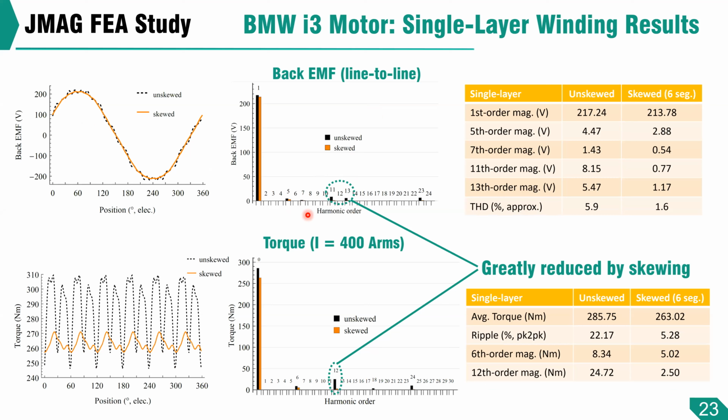What we need to say here is that this motor design at this working point happens to have very small 5th and 7th, but that's not the case for every motor and every working point. So we still want to find a way to reduce them, and skewing alone doesn't solve this problem. And if we look at the torque waveform, the 12th order torque ripple is reduced a lot by the skewing, but the 6th, that's not a huge reduction.